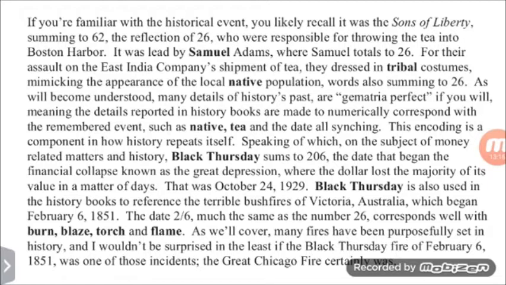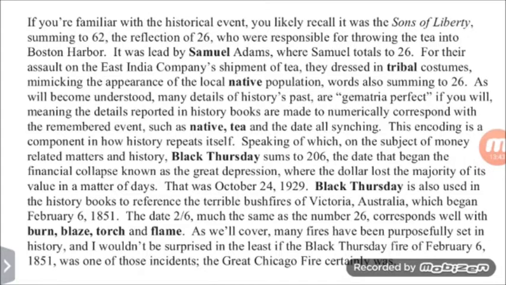Speaking of which, on the subject of money, related to matters and history, Black Thursday sums to 206, the date that began the financial collapse known as the Great Depression, where the dollar lost the majority of its value in a matter of days. That was October 24, 1929.